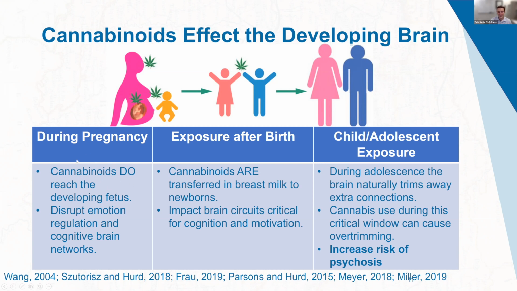Most of this research has been done in animal models, where they might expose a pregnant mouse to cannabis. But they do find that the infants born to these mothers that have been exposed to cannabis do have some unusual behaviors. Their emotion regulation is disrupted, cognition and ability to think is disrupted, and you see effects on the brain as well, due to smoking during pregnancy.